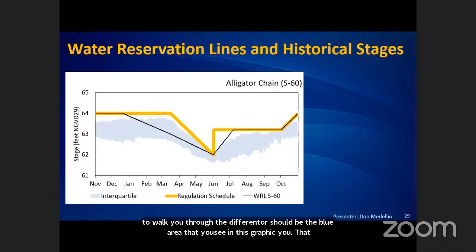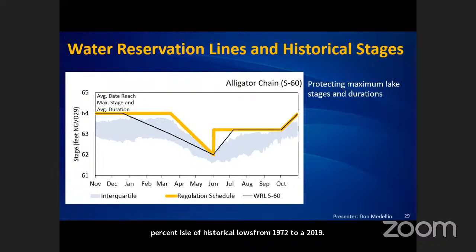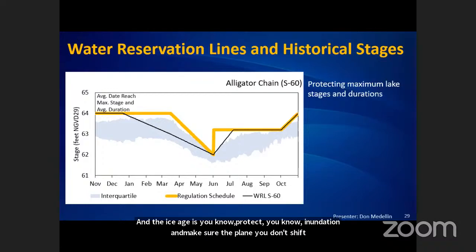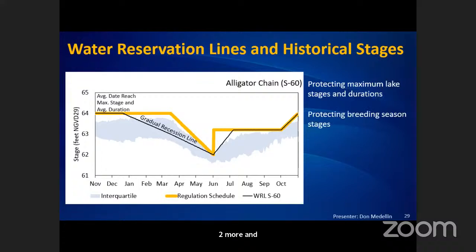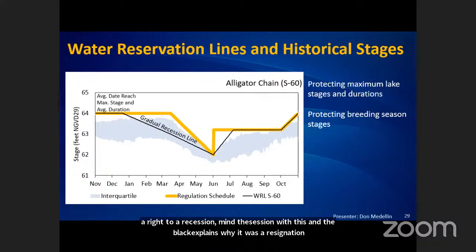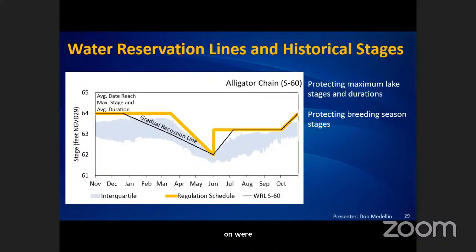to 2019, and the high stages really protect inundation and make sure that plant communities don't shift to more of an upland community, and that upland encroachment does not happen. There's also a gradual recession line associated with this. The black is, let me explain, the black is the water reservation line, whereas the gold line is the regulation schedule that's been established for many of these lakes for decades now. And so the Fish and Wildlife line is developed on these parameters.